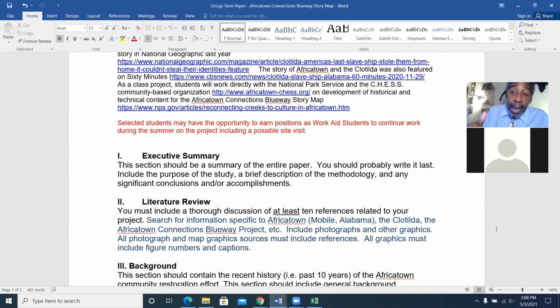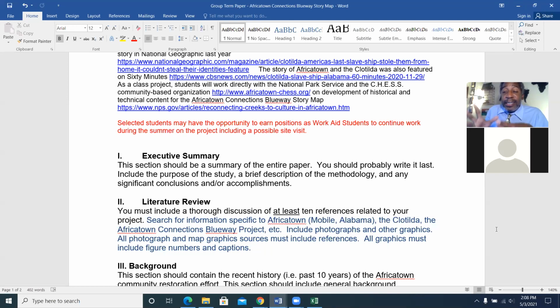This guy had a book deal to write about Africatown. He's not from Africatown. He's probably never been to Africatown, but he got a book deal to write about Africatown. Not somebody from Africatown who lives there.